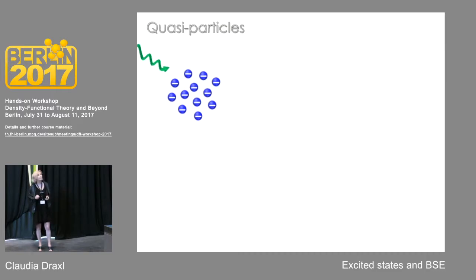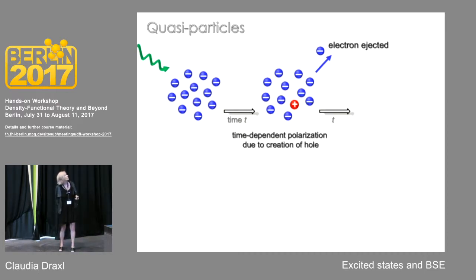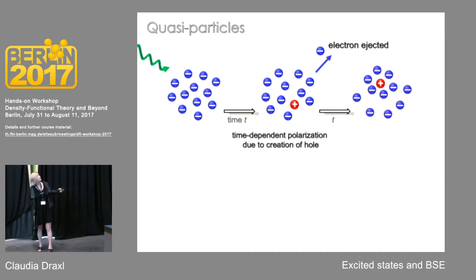Think about a photoemission process where we shine in light. After some time, you will realize that this light of high energy has ejected an electron. In other words, it has left a hole behind. And if you again look at a certain time, you see that the system has been polarized, and this polarization is time dependent. So if you look at it, then probably the hole has moved here, and some of these electrons have followed this hole, and the whole electron cloud has rearranged.